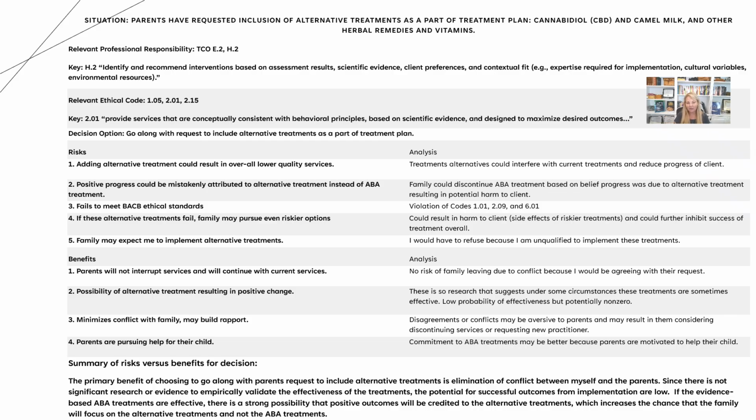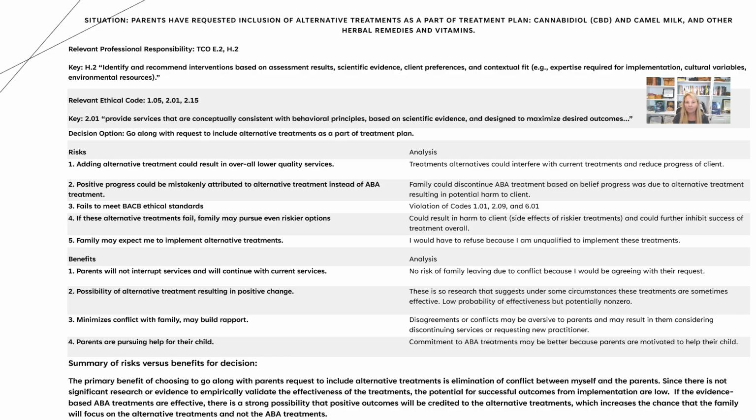So the final risk that I've identified here for this particular decision is that the family may expect me to implement these alternative treatments. So since I've gone ahead and included them in my treatment plan, they might expect me to implement them. And I would have to refuse that because I'm unqualified to implement these treatments. I don't know enough about how you would implement them, about dosages, about scheduling. I just don't know enough about them. I don't have any experience in them, any training in them. These natural treatments are foreign to me, and so I would have to decline and refuse to implement them, even though I put them in my treatment plan.